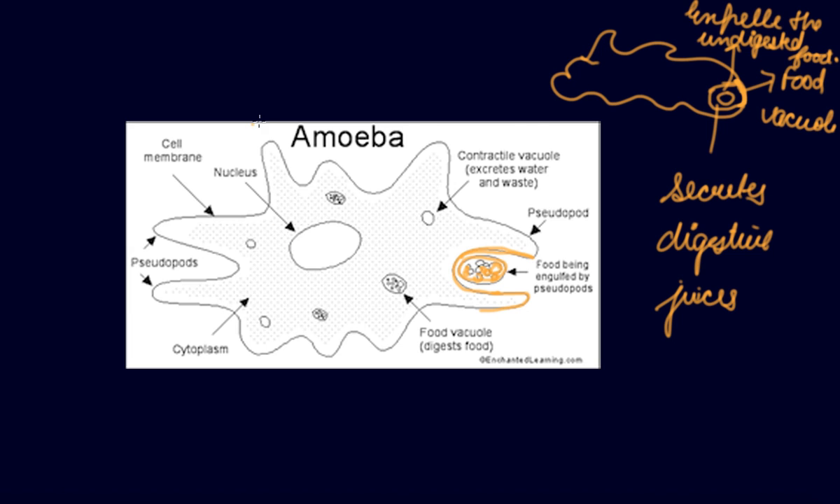Right, now this is how the amoeba eats or feeds itself and digests its food with these walls, that is pseudopodia, and then these walls join together to form the food vacuole. After that, this food vacuole secretes the digestive juices which digest the food and break the food into simpler substances which are absorbed by the amoeba, and the undigested residue of the food is expelled out by the vacuole. Now this was the feeding and digestion in amoeba.